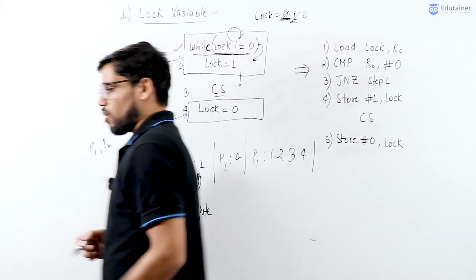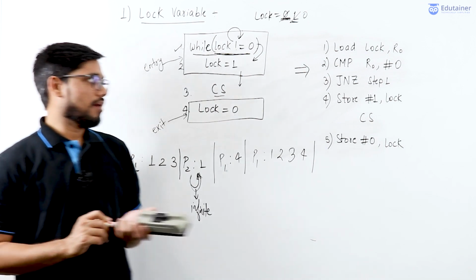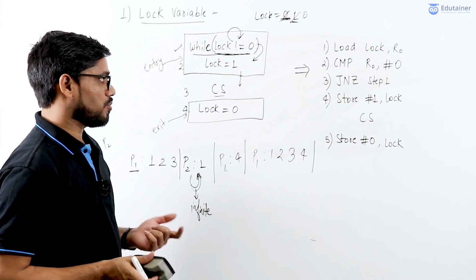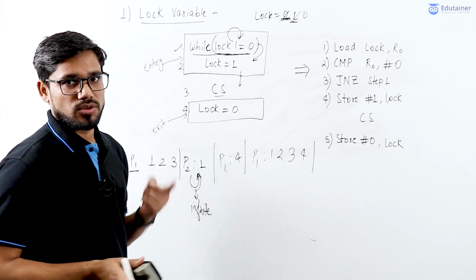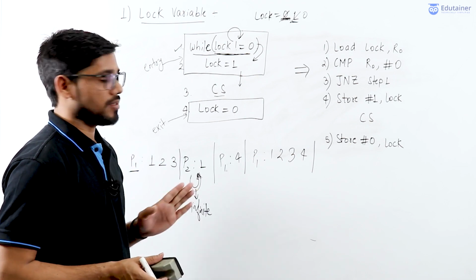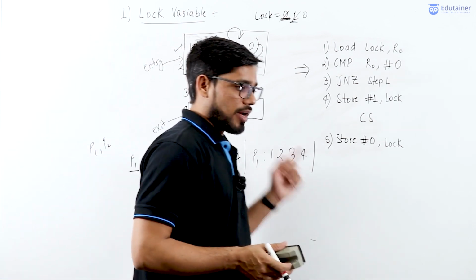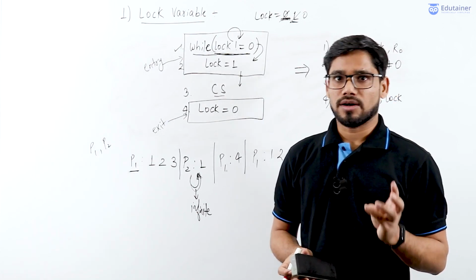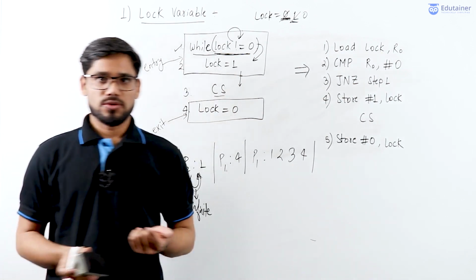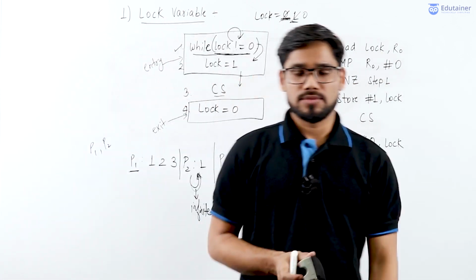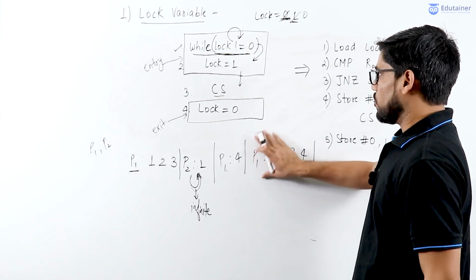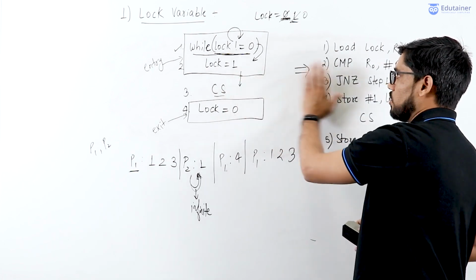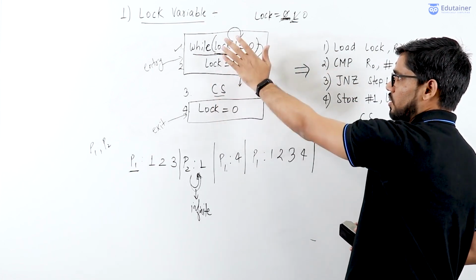But this lock variable has a problem called the mutual exclusion problem. Every synchronization mechanism has two primary requirements: one is mutual exclusion and the other one is progress. So this particular solution does not provide mutual exclusion. How? Let's see the assembly code for this lock variable solution.